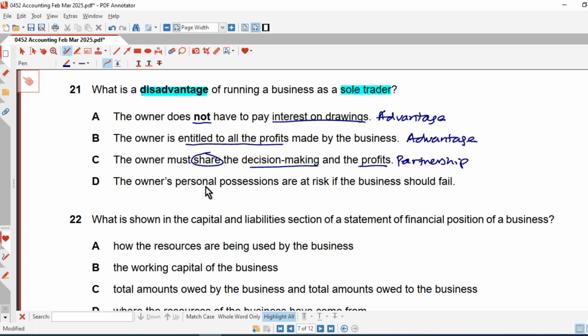Okay, now the owner's personal possessions are at risk if the business should fail. This is correct. That's the disadvantage. So for a sole trader and a partnership, there's no separate legal entity. So you are the business, the business is you.